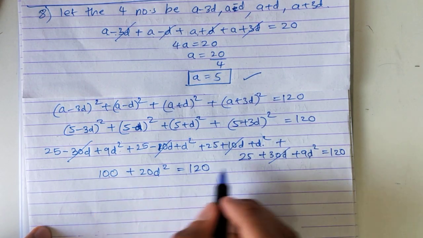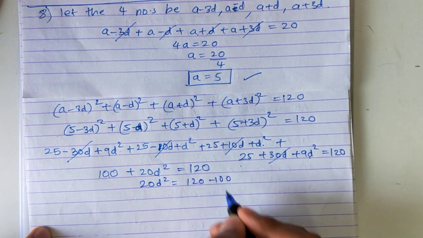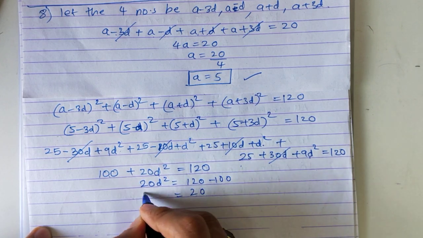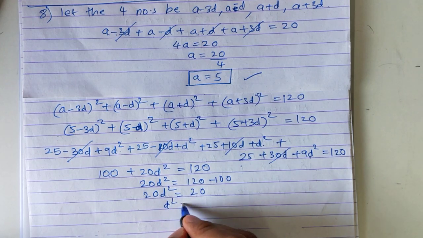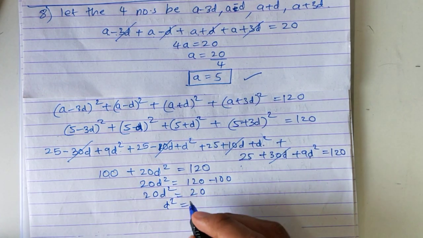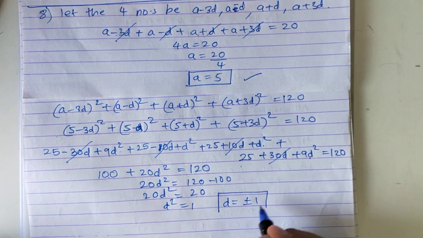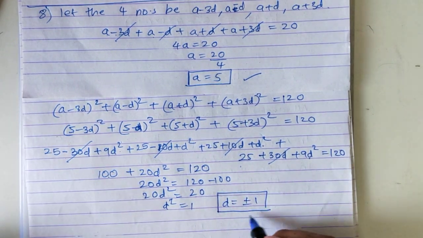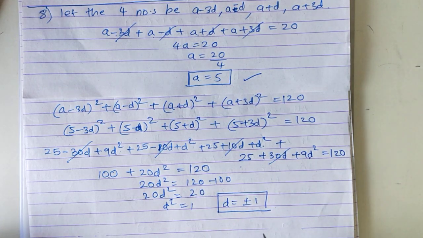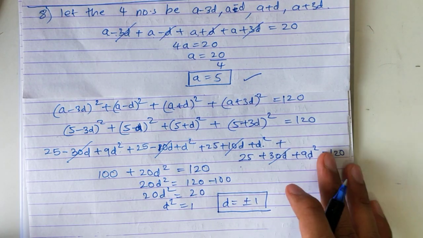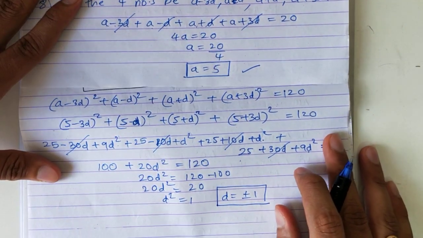Now this 100 will go there, so 20d square is equal to 120 minus 100, that is 20. So d square is equal to 20 upon 20, meaning 1, that means d is plus minus 1. And look, d is plus minus 1. If you have plus minus 1, you have to take plus once and minus once, correct. So again we have to find the 4 terms.